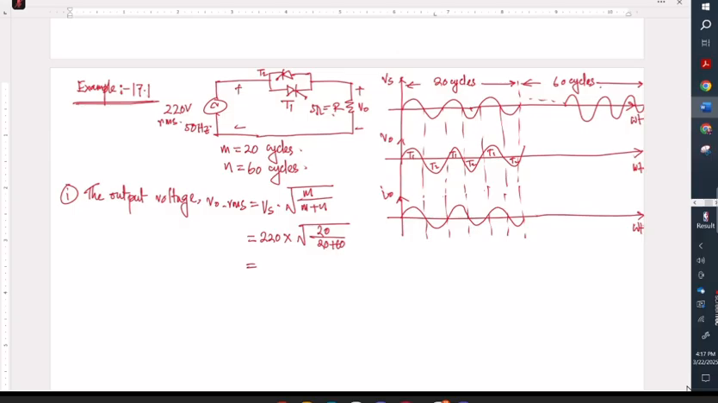What should be the RMS value? 110. 110 volts, 110. Right? Now, second point, they wanted to have... Okay, so before that, what should be your I naught RMS then?